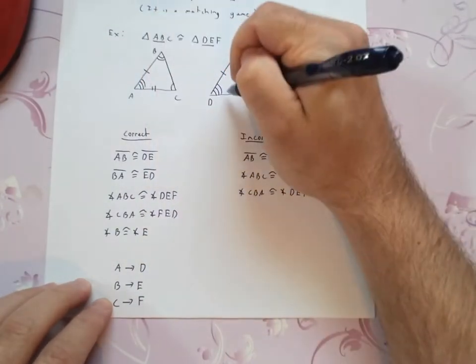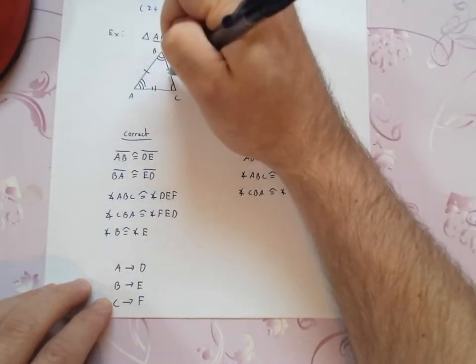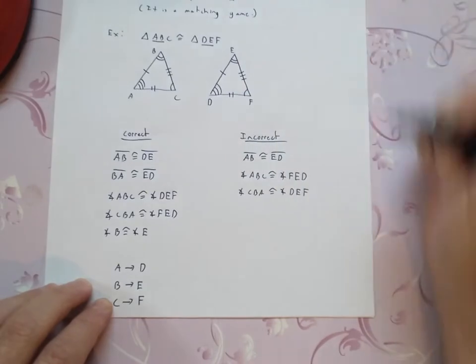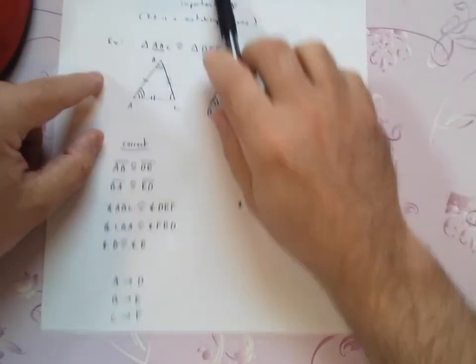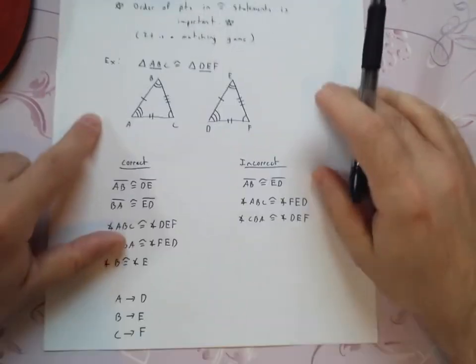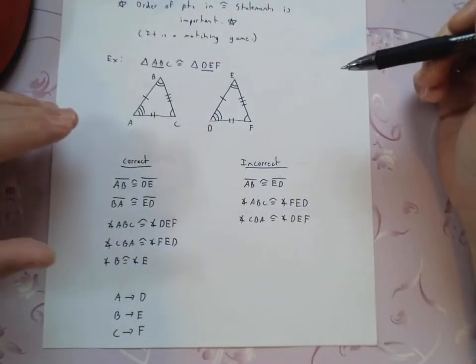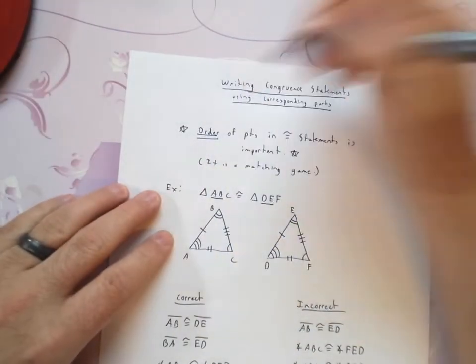I can even mark sides. I know these two sides got to go together. I know these two sides got to go together. Okay? So this is like marking everything that is congruent. Those are the corresponding parts. Okay? But the most important thing that I'm talking to you about is you got to watch that order.